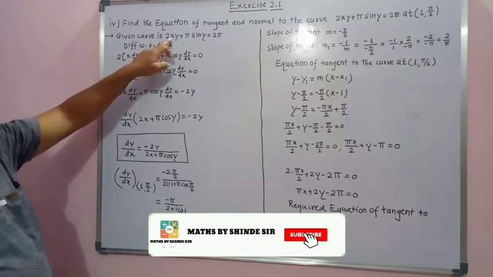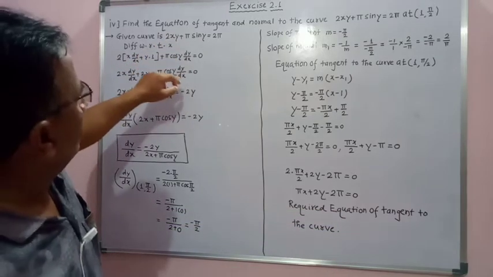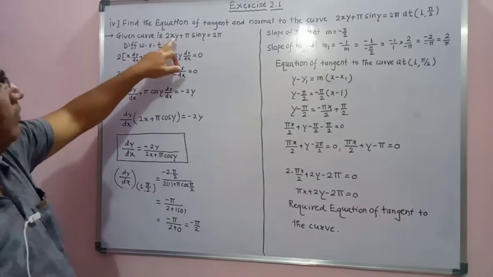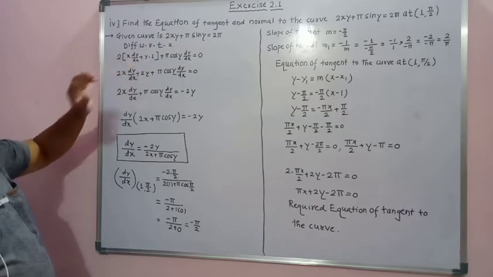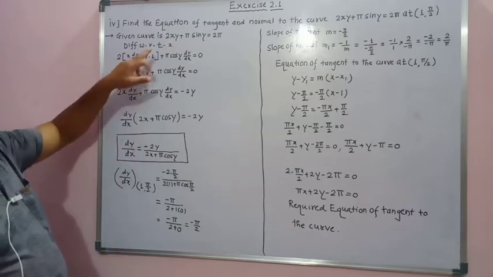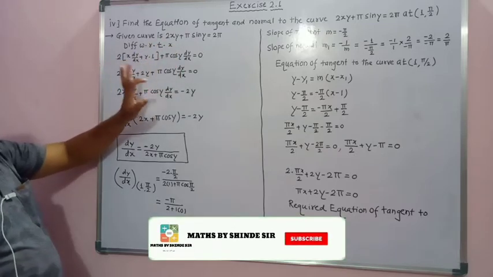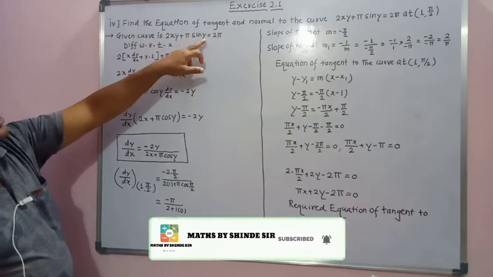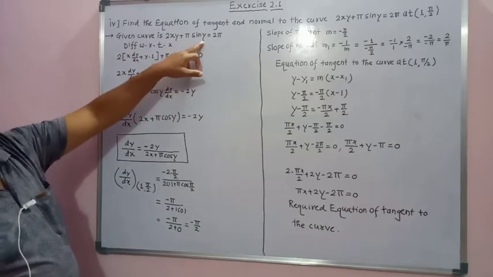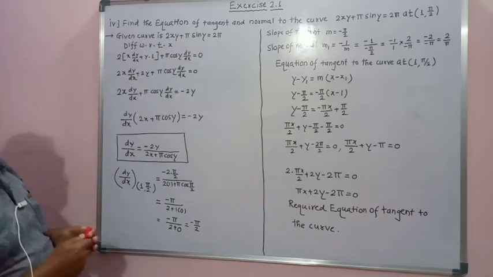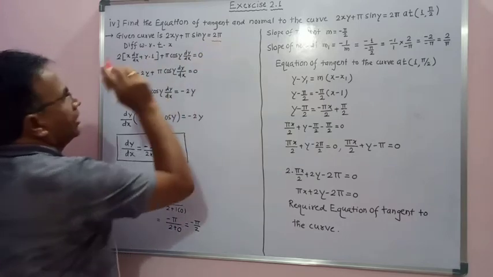Therefore, 2 as it is, the derivative of x into y. This is the multiplication form: first function x as it is into derivative of y, which is dy by dx, plus second function y as it is into derivative of x, which is 1, plus pi into sin y, pi as it is, the derivative of sin y is cos y, again derivative of y is dy by dx, equal to 2 pi. 2 pi is a constant term, so its derivative is 0.